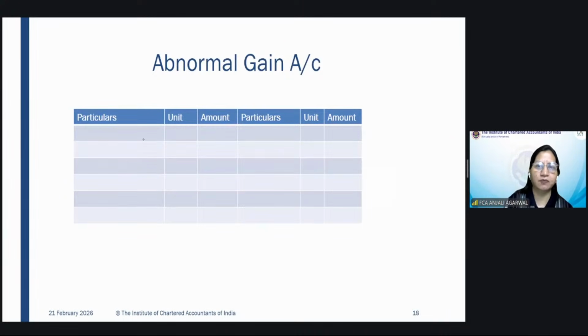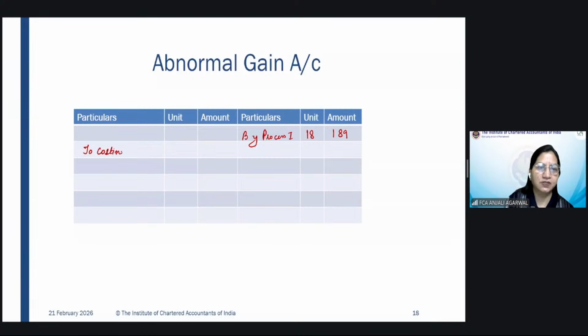First, let's look at the abnormal gain account. Here, this time we will have on the credit side by process 1, how many units? 18 units. What was the amount? 189. So what do we do to any abnormal gain or effectiveness? That will also move to the costing P&L account.